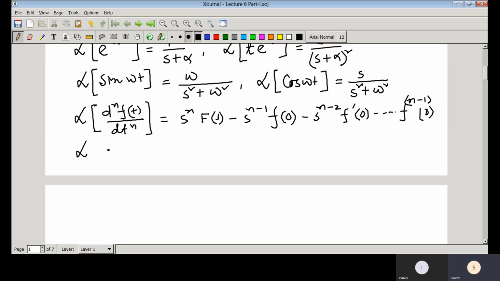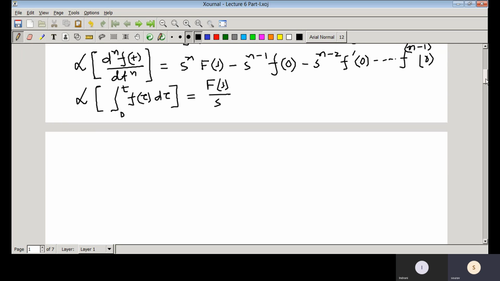Then what would be the Laplace transform of the integrator operator, that means the integral from 0 to t of a function of tau d tau? That is F(s) by s.